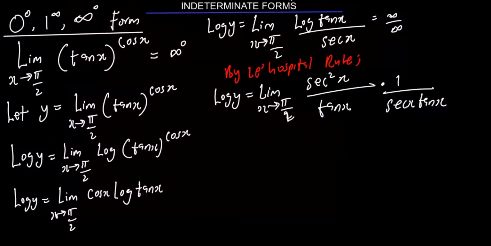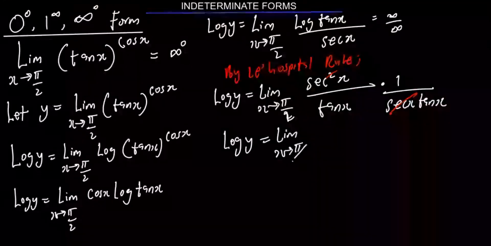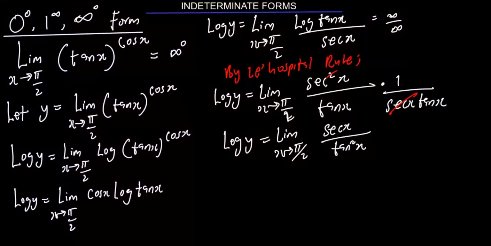Now, what do you do here? Before you start substituting your limit, please try to simplify. One of the sec will cancel one of these sec. So I'll have log y equal to the limit as x tends to 90 degrees, pi over 2, of sec x all over tan square x. Remember, tan times tan is tan square.